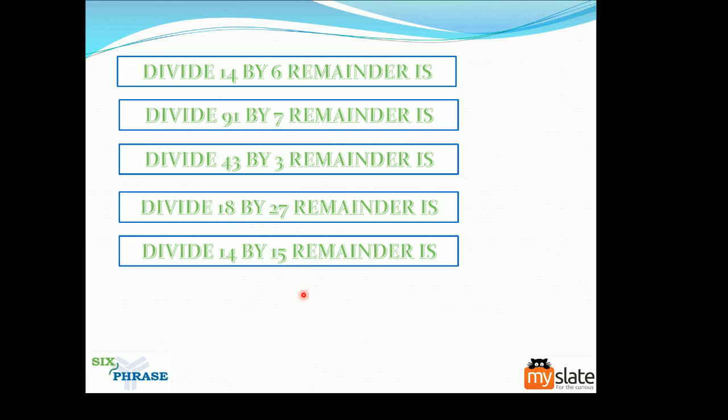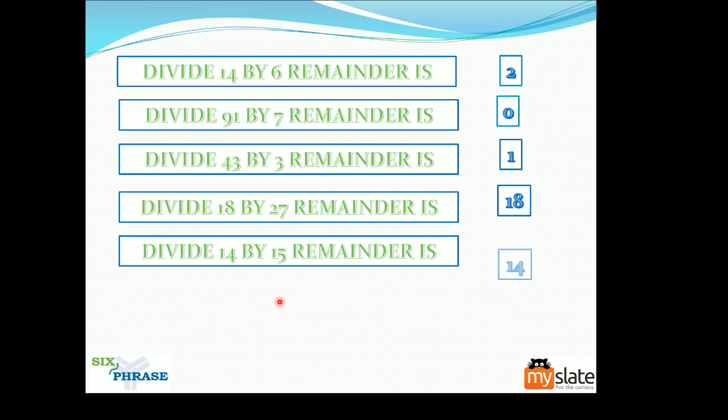Let us see if you are able to answer this. Divide 14 by 6. What is the remainder? If you said 2, you are right. Divide 91 by 7. What is the remainder? Yes, it is 0. Divide 43 by 3. It is 1. Now divide 18 by 27. What is the remainder? It is 18. Divide 14 by 15. What is the remainder?